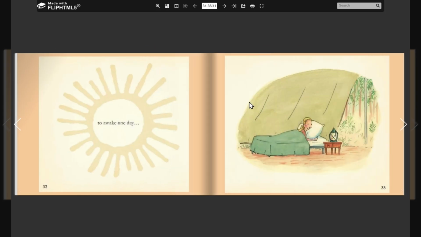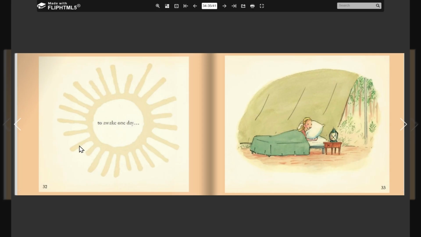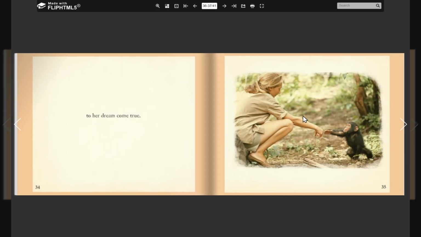Page 32 and 33. Again, look at these illustrations, especially compared to the ones we just saw before. What do you see in these illustrations? Last page we're going to look at is page 34 and 35. What do you see in these illustrations?